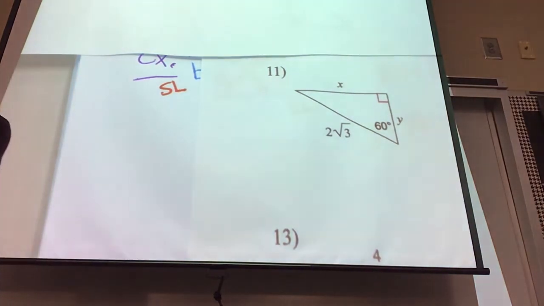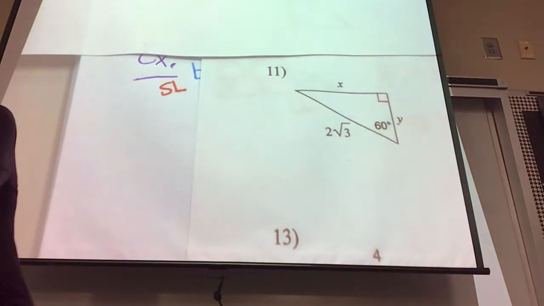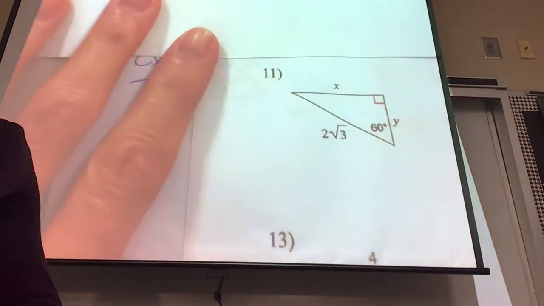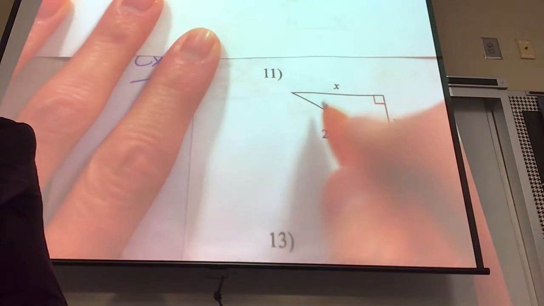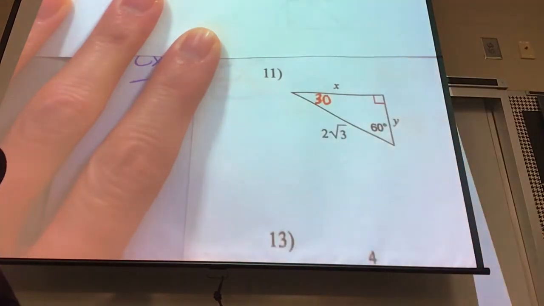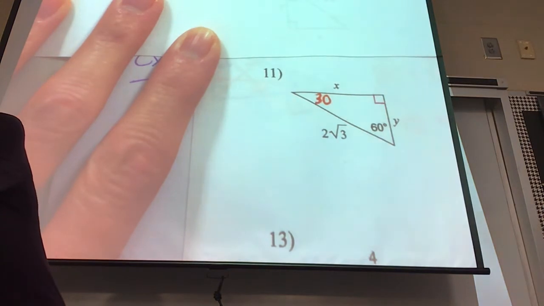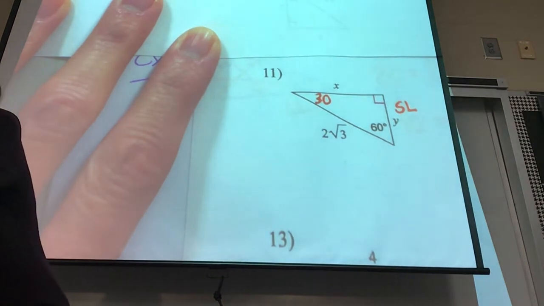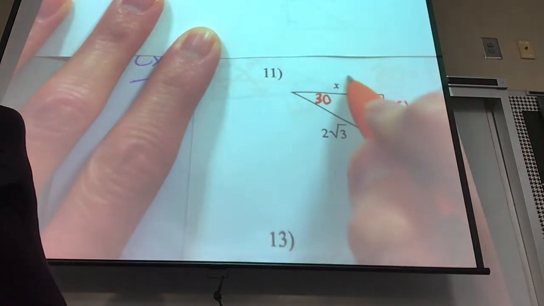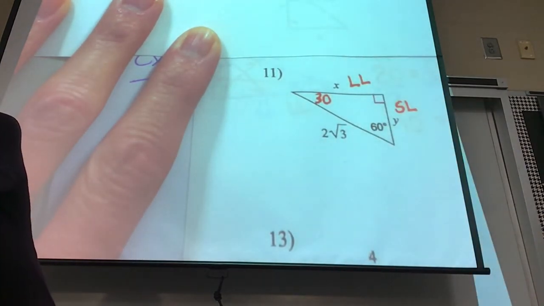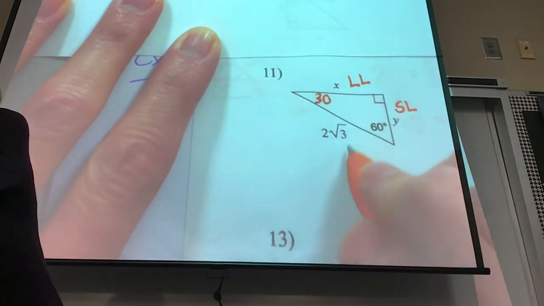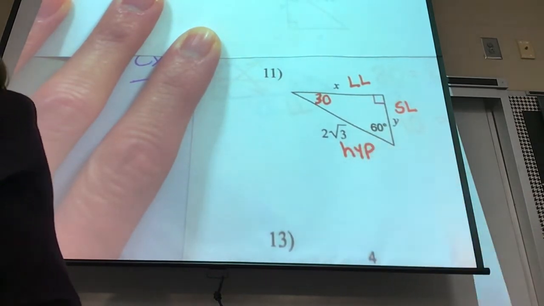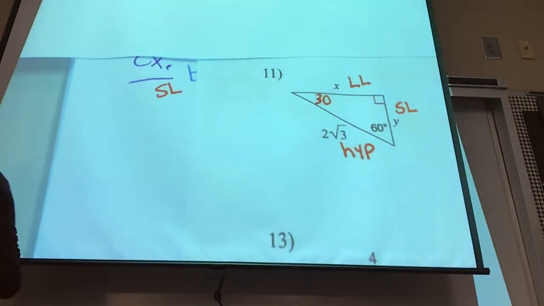Okay, so we know which side is which. Y is short. Okay, so Y, we know that this should be our 30. They didn't put it in there, but we know it should be there. So that makes Y the short leg. What else do we know? X is long. X is going to be the long leg. And that leaves 2 on the square root of 3 to be the hypotenuse. Okay, so that's what we should already know. Those should be our three sides.